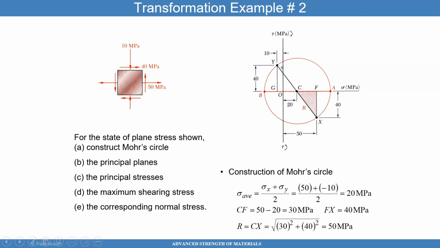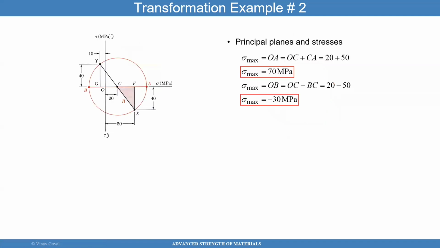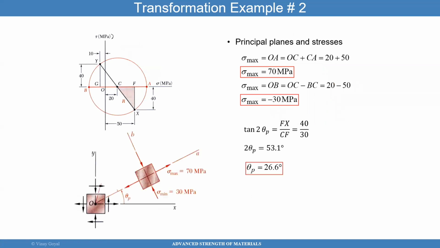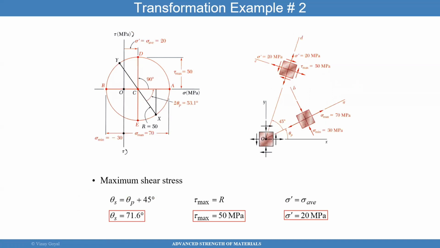So the angle between XY and AB tells you the angle of inclination of the principal plane, where the principal stress occurs. And the angle is 26 degrees. Okay, we've done sufficient examples.